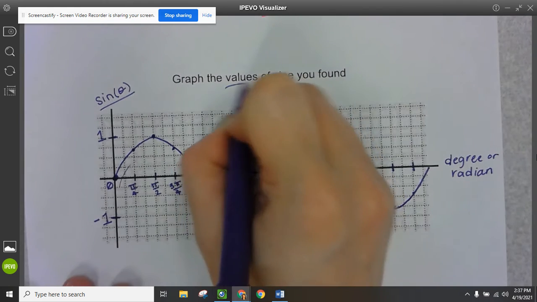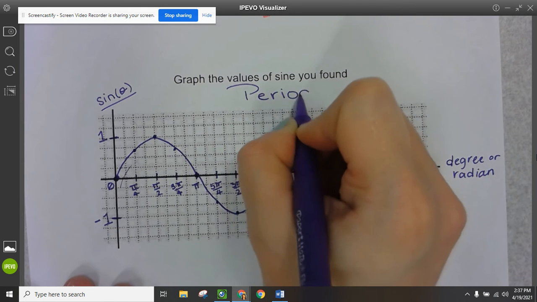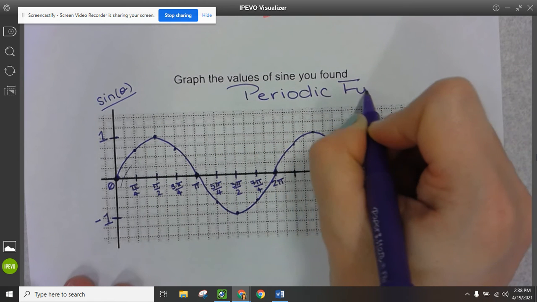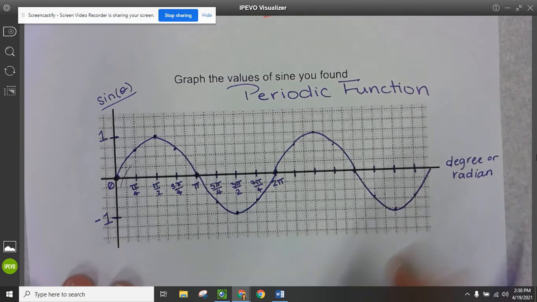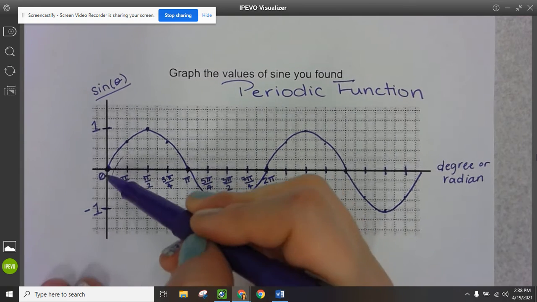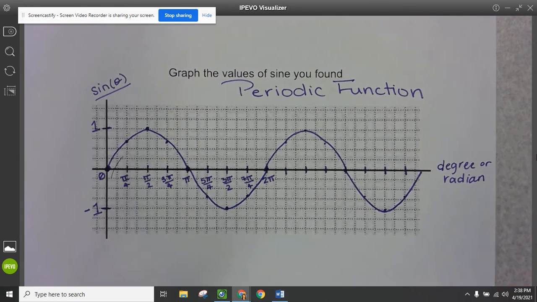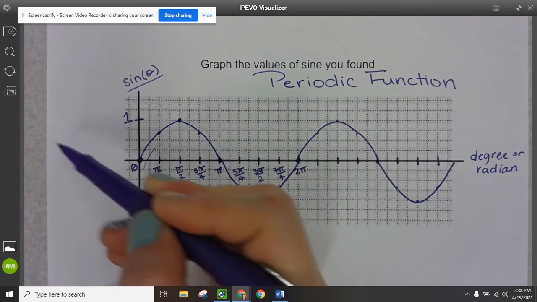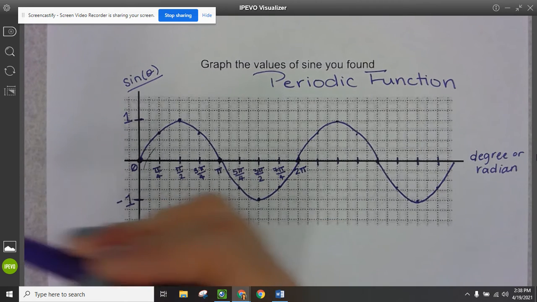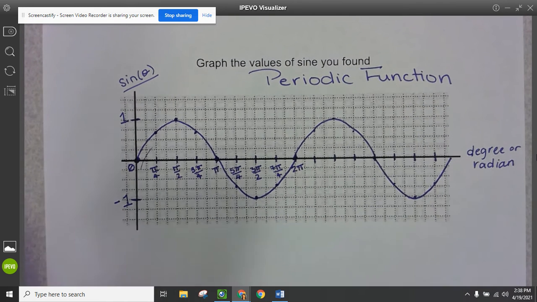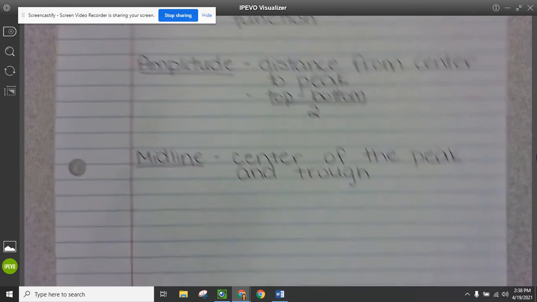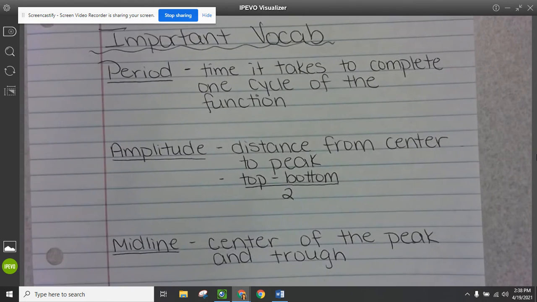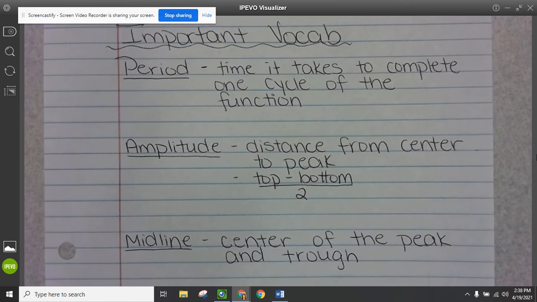And these are called periodic functions. A periodic function is a function that has this one pattern that continues to repeat over and over and over again. And if I looked in the negative direction, I would still see that that curve continues. And there's a couple of things that we can talk about when it comes to our periodic function. Those three things are the period, the amplitude, and the midline. So if you want to pause and jot these down really quick.